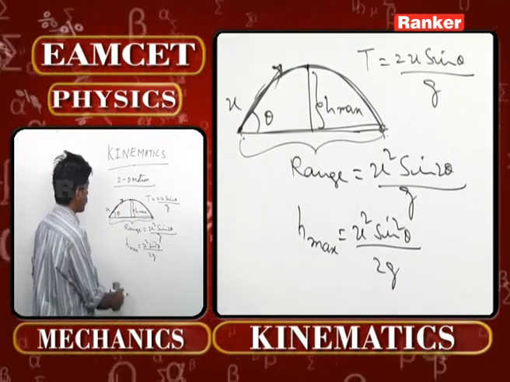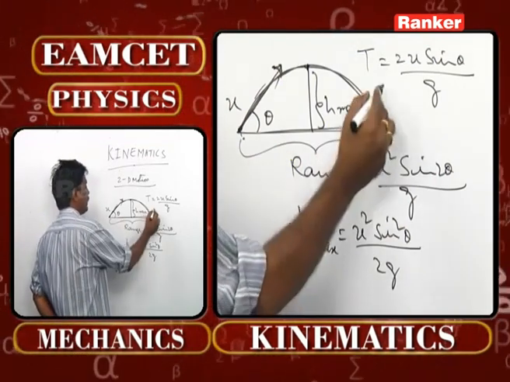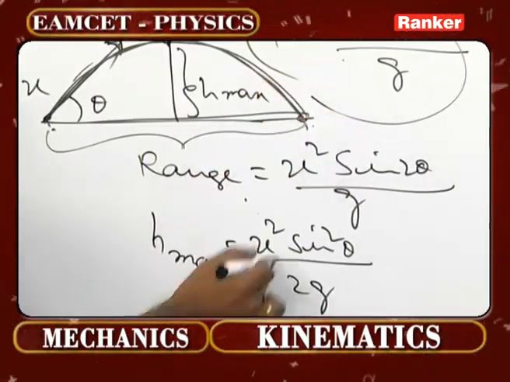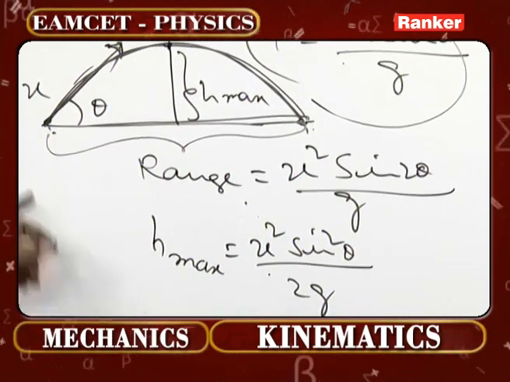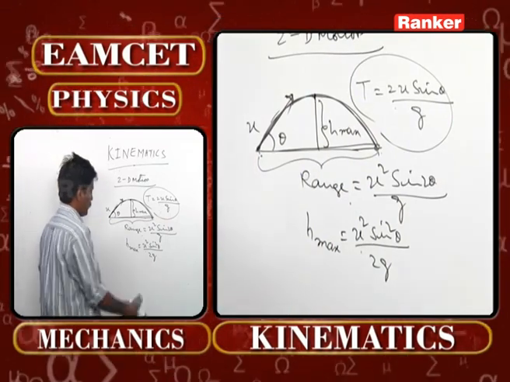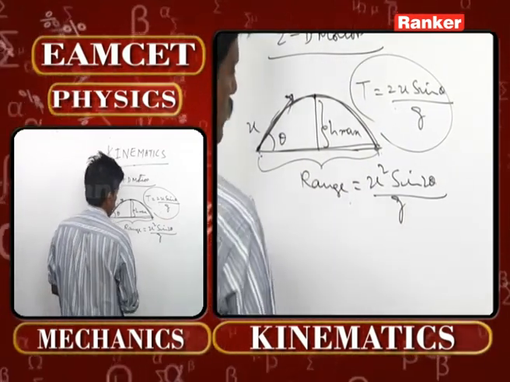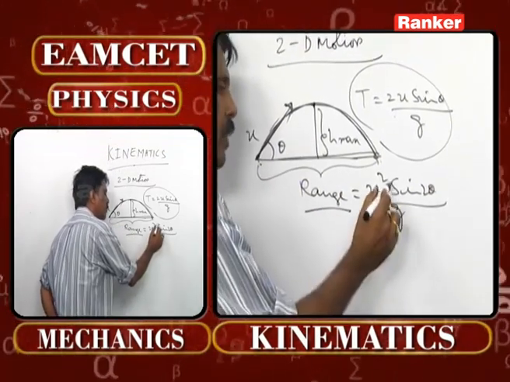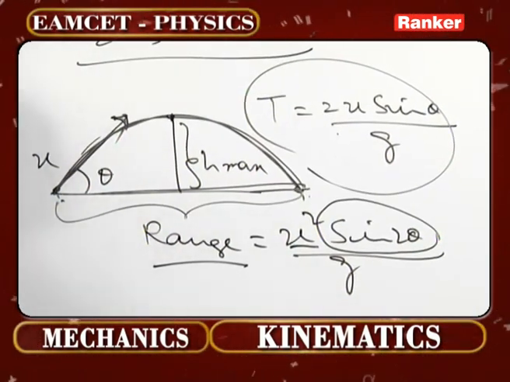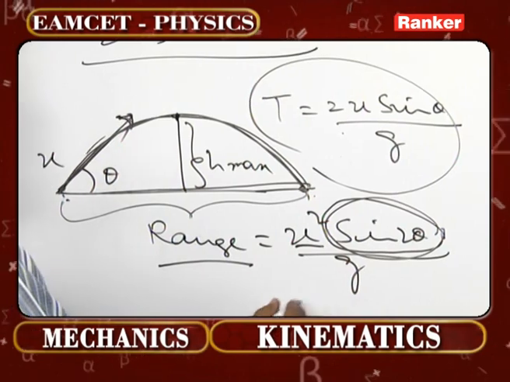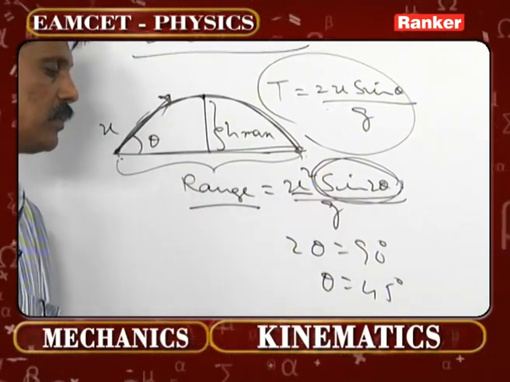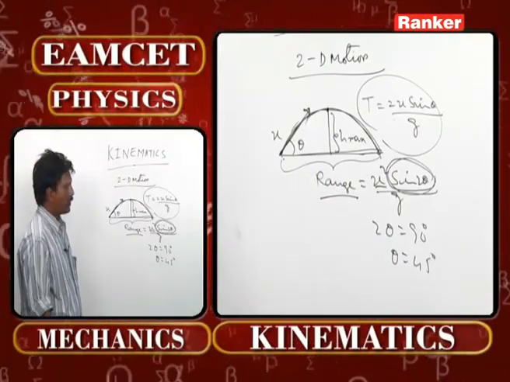Now these are the three important results for oblique projectile: range, maximum height, time of flight. Time taken to reach the maximum height is half of the time of flight, u sin theta by g. Now one more thing here is, this range will be maximum for the given velocity when this value is maximum. Sin 2 theta is maximum when sin 2 theta value is 1, or 2 theta is equal to 90 degrees, or theta is equal to 45 degrees. That means range is maximum when the angle of projection is 45 degrees.